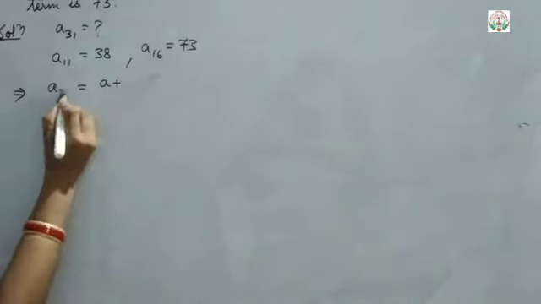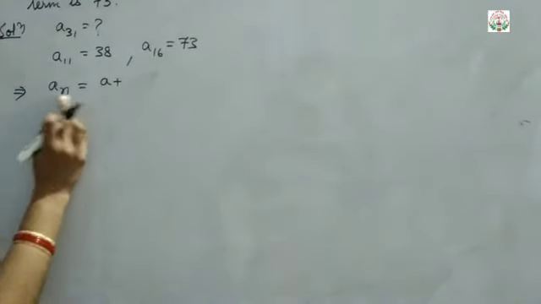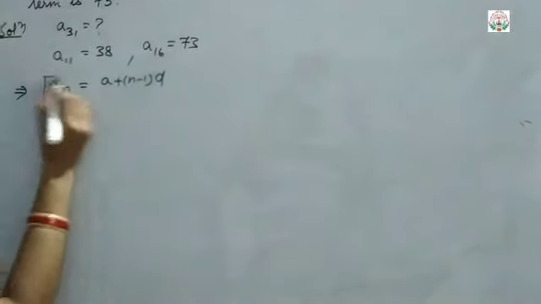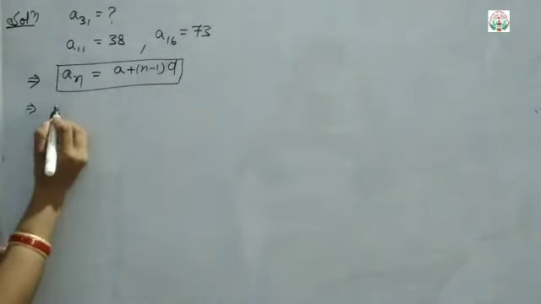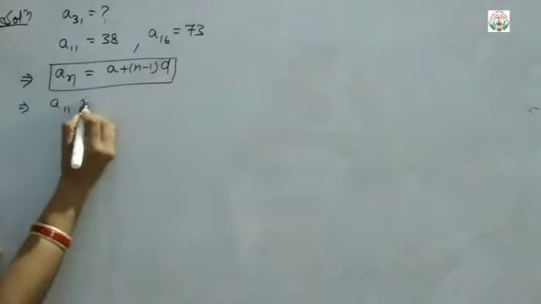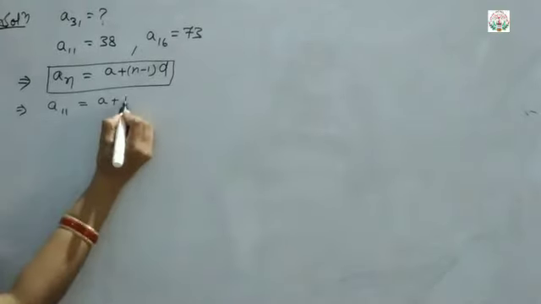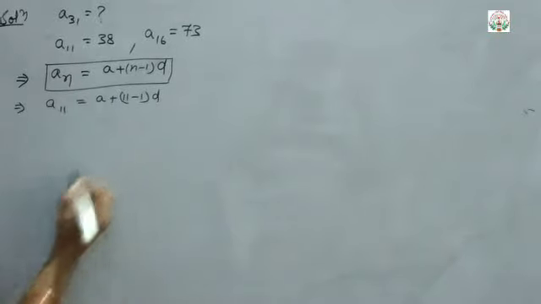I will write the formula directly. First use the formula and then we'll see the application of it. AN equals A plus N minus 1 into D. This formula we are going to use everywhere. So now here, how will we write the 11th term? A11 equals A plus, N is 11 here, 11 minus 1 into D.